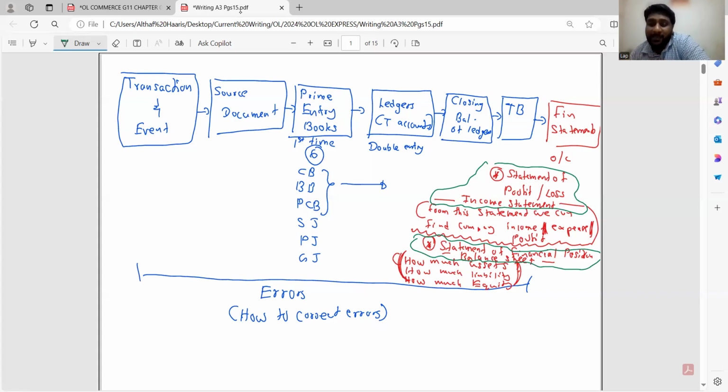So in this chapter, in simple terms, do you know what we are going to learn? How to prepare these two. That's all. How to prepare the income statement, how to prepare the balance sheet, how to prepare the statement of profit or loss, how to prepare the statement of financial position. That's what we are going to learn. Simple as that. Without any further delays, let's jump to the chapter.